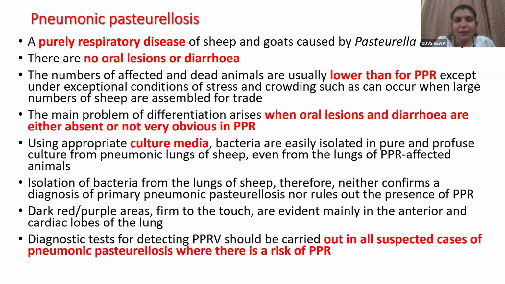But sometimes in the case of PPR, there are no apparent oral lesions or diarrhea, so it may again cause confusion. It can be easily resolved by isolation of the bacteria, and this is a bacterial disease, so it is easy to isolate the causative agent. But again, in most circumstances, differentiating the cause of the disease or outbreak is very difficult.